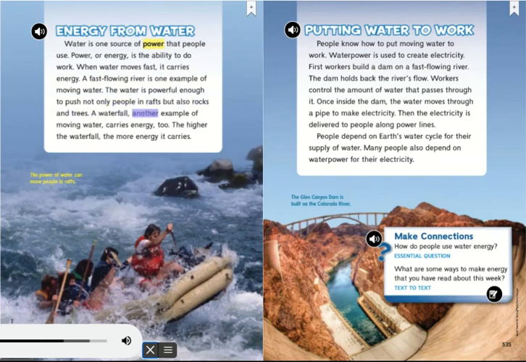A waterfall, another example of moving water, carries energy too. The higher the waterfall, the more energy it carries. The power of water can move people in rafts.